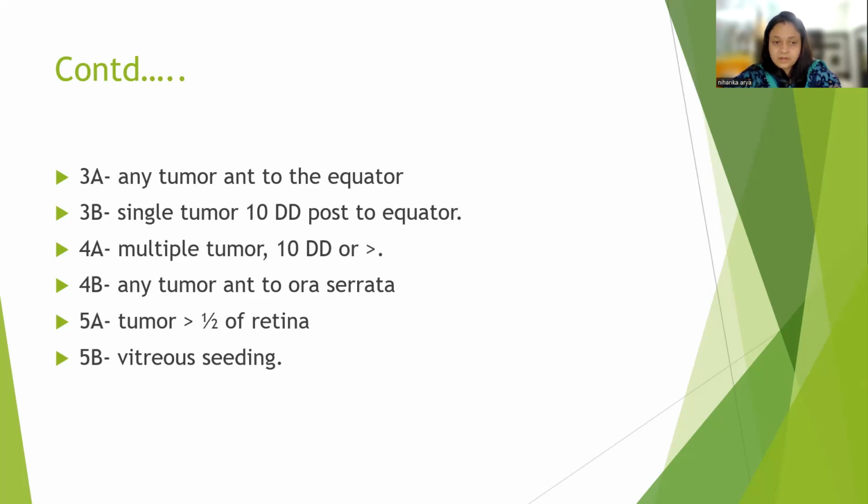4A has multiple tumors of about 10 disc diameter or more than 10 disc diameter. 4B is any tumor anterior to the ora serrata. That comes in the classification of 4B. In 5A, there is a tumor involving more than half of the retina. And in 5B, there is vitreous seeding.